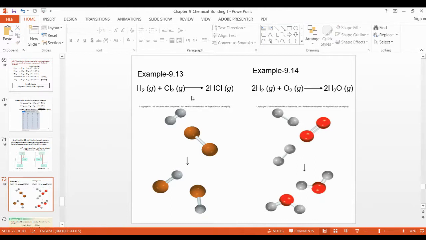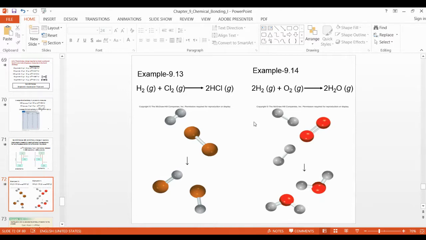So I will take this example now. What is actually 9.10? Bond energy. Bond energy has the formation of the bond and the breaking of the bond. There are two. So here, H2, how many bonds it has, Cl2, how many bonds it has, and 2HCl, how many bonds are formed. How many bonds are formed in H2O.